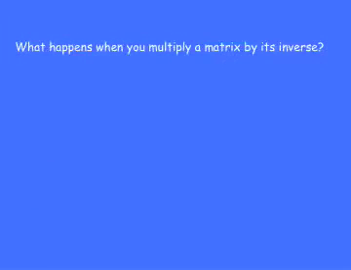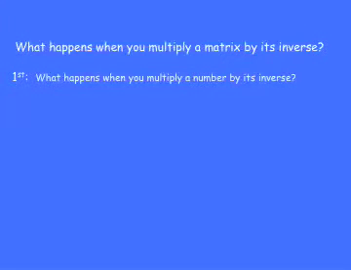So what happens when we multiply a matrix by its inverse? Well, let's first consider what happens when we multiply a number by its inverse. So here we have 7 times 1 over 7. When we multiply 7 times 1 over 7, we get 1. We get the identity.